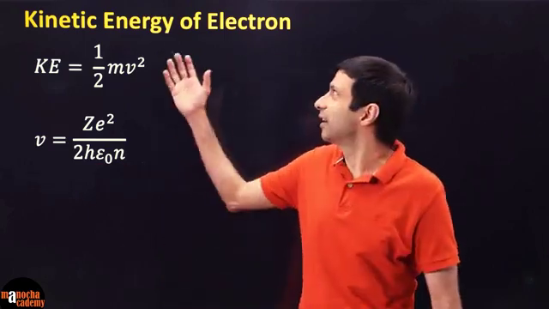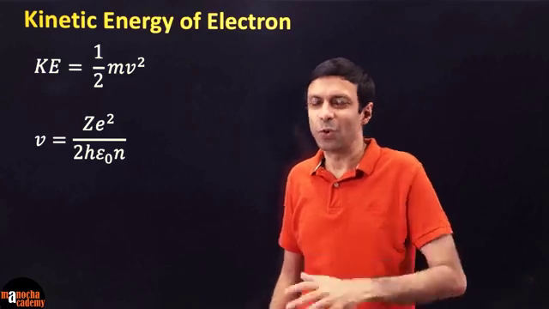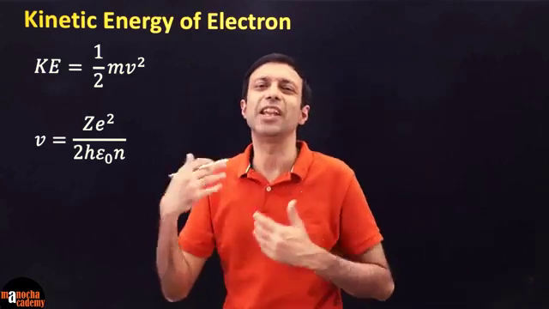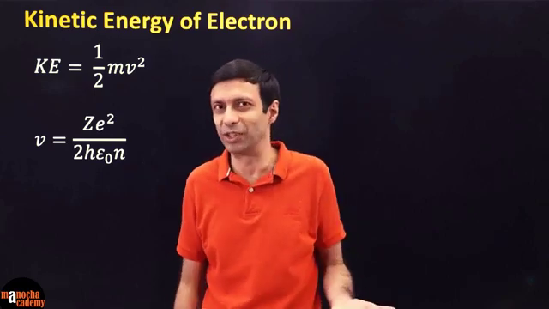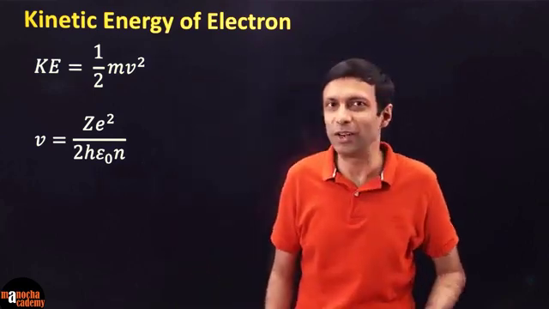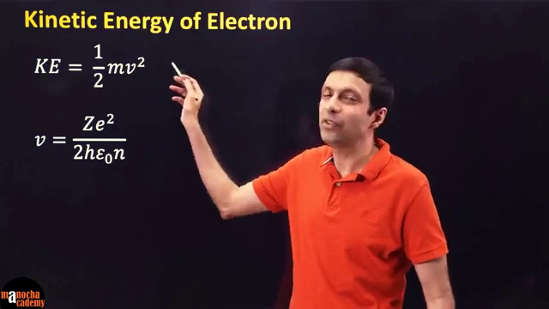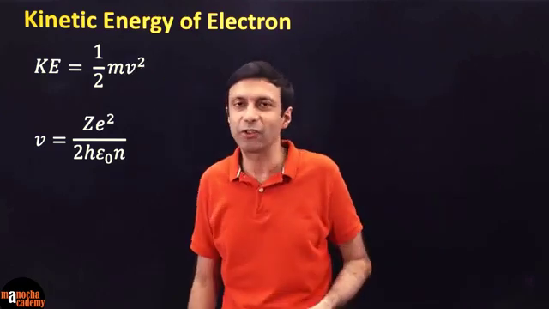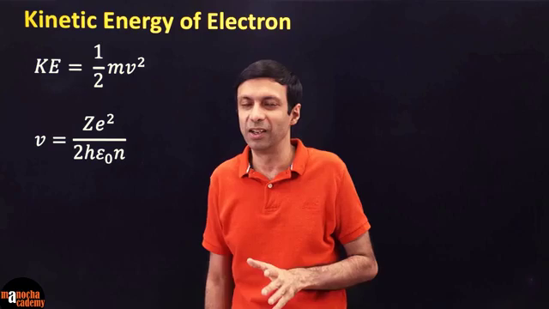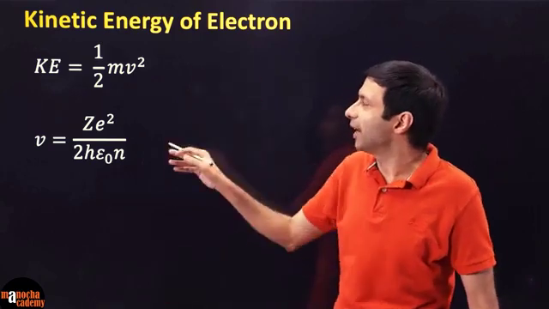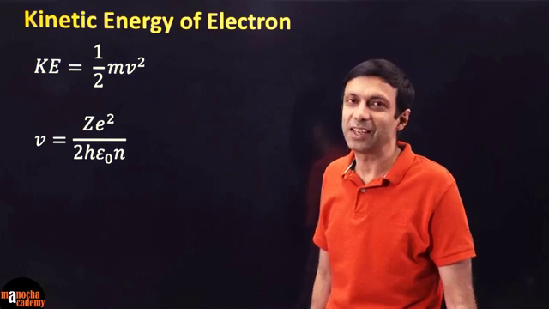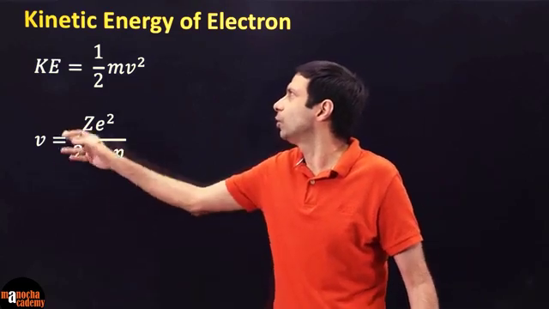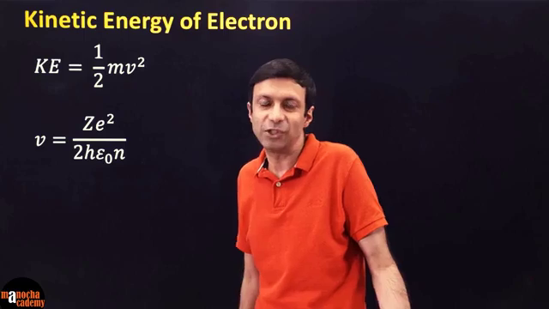Now let's look at the kinetic energy of the electron. What is the meaning of kinetic energy? The energy in motion. And we definitely know that the electron is in a very fast motion. Kinetic energy formula you have learnt in physics. It is half mv square, where m is the mass of the electron, v is the velocity of the electron. So if you want to get the kinetic energy in terms of all these symbols that we have discussed, what do we need to do? Just substitute the velocity formula into this kinetic energy formula.